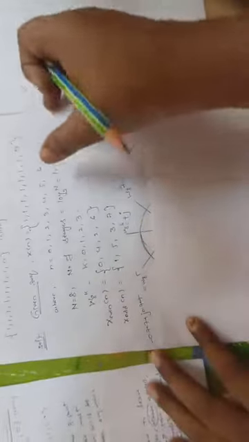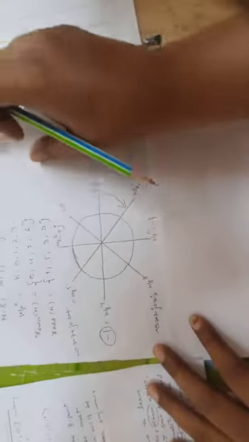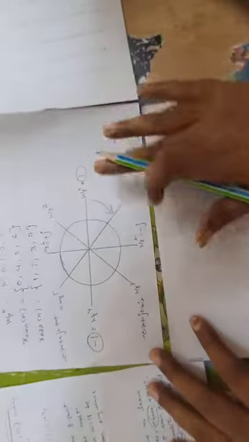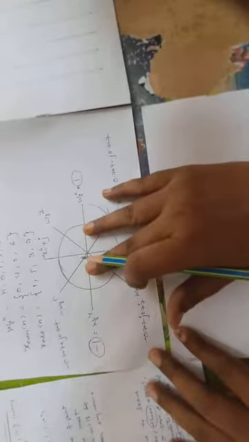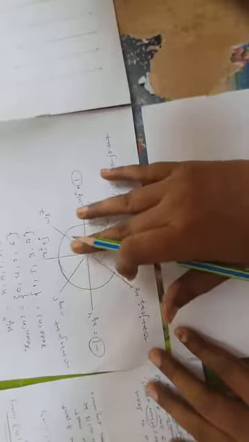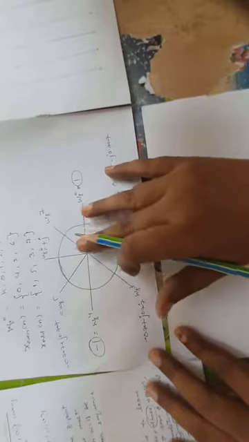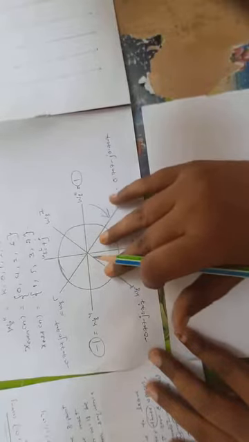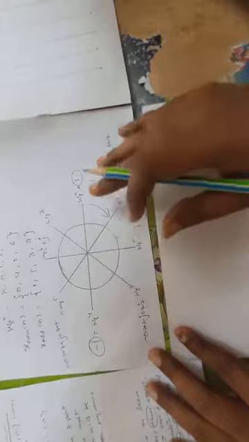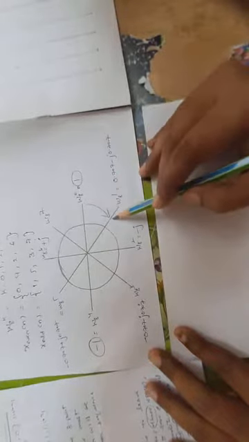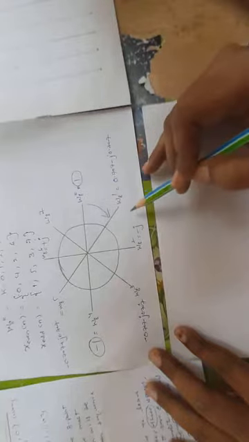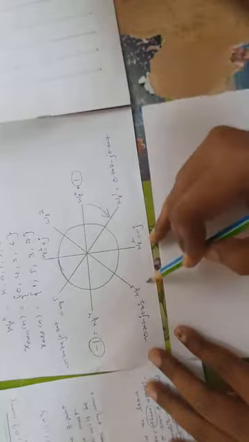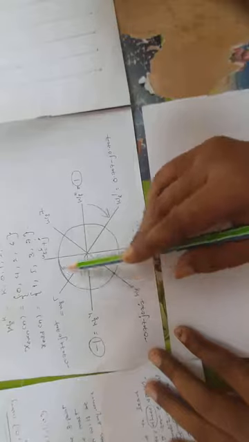Next, we have to find the twiddle factor representation. This is the twiddle factor. I am using a circle. In this circle, we divide it into 8 equal parts, starting in the clockwise direction: omega 8 power 0, omega 8 power 1, omega 8 power 2, omega 8 power 3, 4, 5, 6.